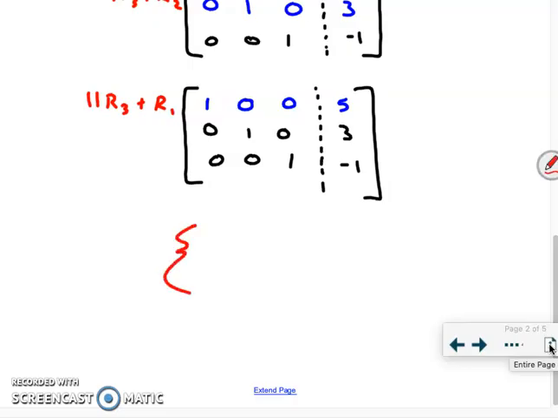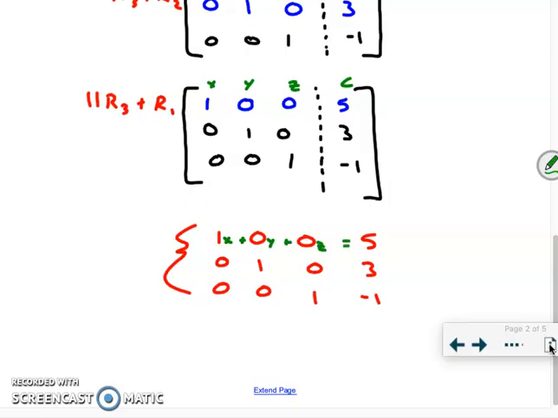If I change this back to a system of equations, and I were to really legitimately do it this way, I'm trying to recopy my reduced row echelon form that we came up with. What this is truly saying, since we have our x, y, z columns along with our constant, is that 1x plus 0y plus 0z is equal to 5. 0x plus 1y plus 0z is equal to 3. 0x plus 0y plus 1z is equal to negative 1.